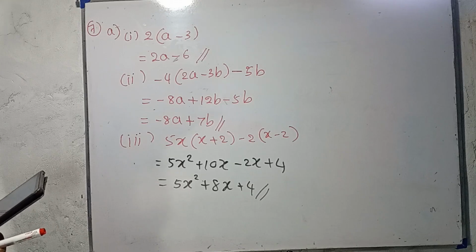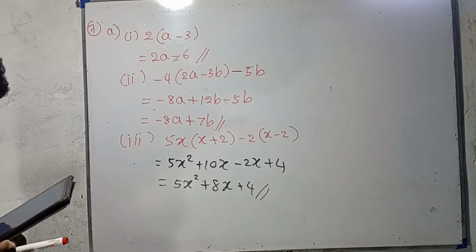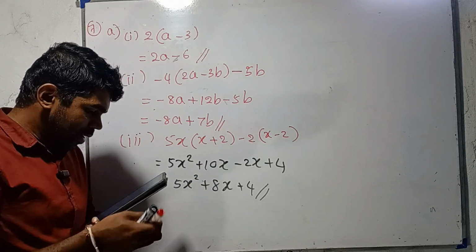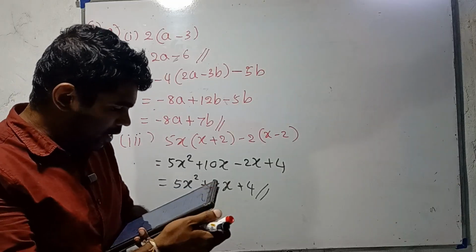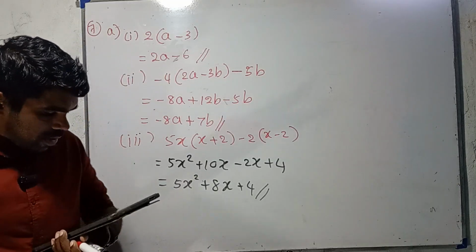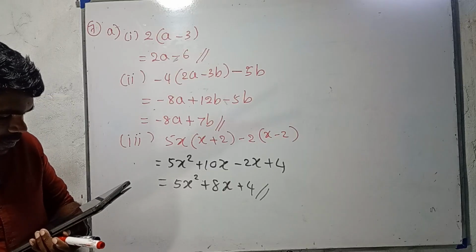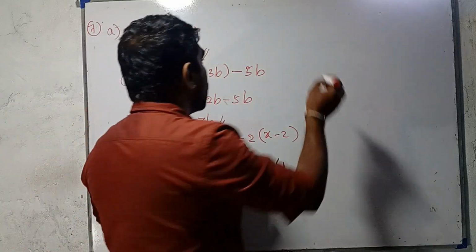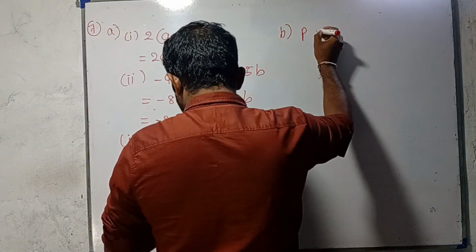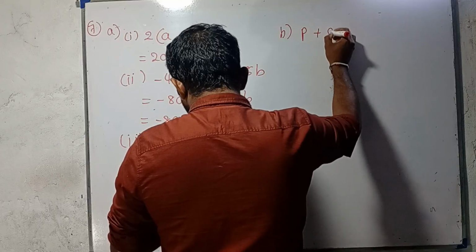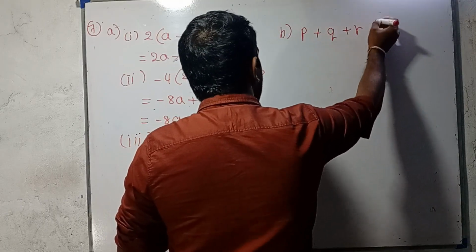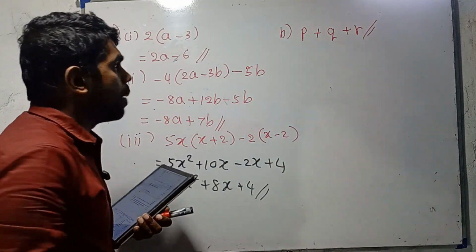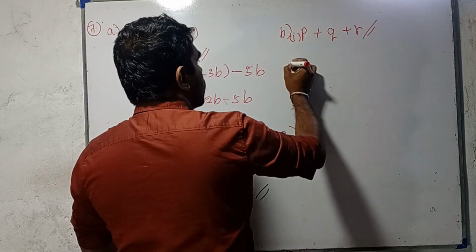Then part B. A student bought P number of blue pens, Q number of red pens and R number of black pens from a bookshop. Part 1, write an algebraic expression to represent the total number of pens he bought. We have to add P number of blue pens, Q number of red pens and R number of black pens to obtain the total number of pens.